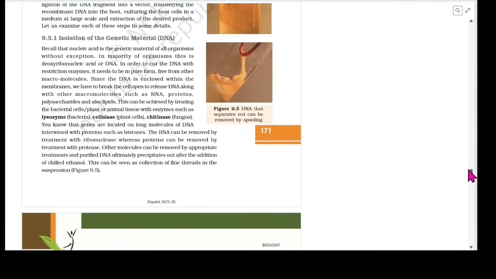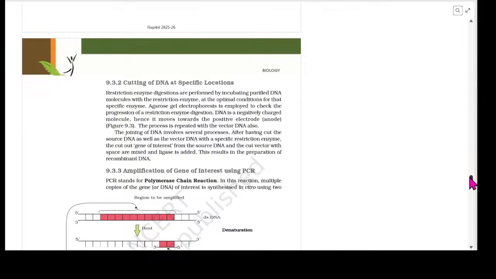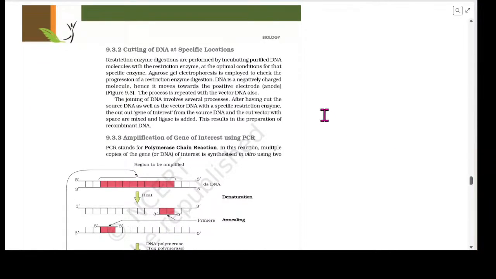Moving ahead to the next part, which is cutting of DNA at specific locations. Restriction enzyme digestions are performed by incubating purified DNA molecules with the restriction enzyme at the optimal conditions for that specific enzyme. Agarose gel electrophoresis is employed to check the progression of a restriction enzyme digestion. DNA is a negatively charged molecule, hence it moves towards the positive electrode or anode. The process is repeated with the vector DNA also.